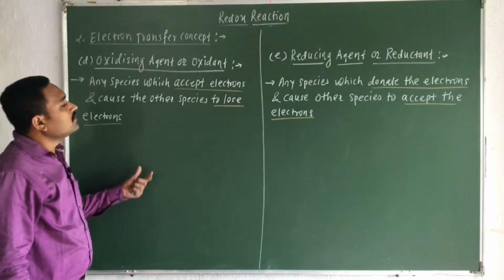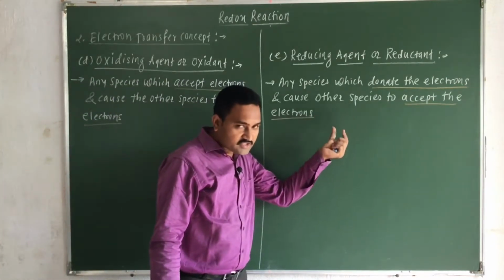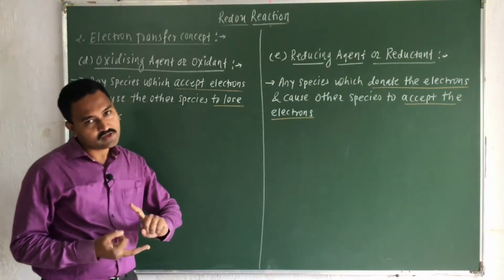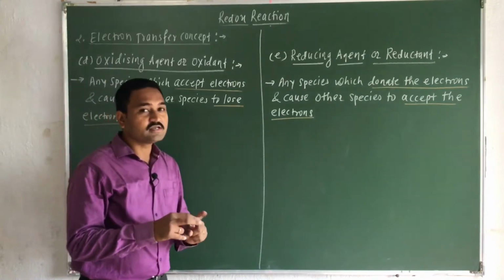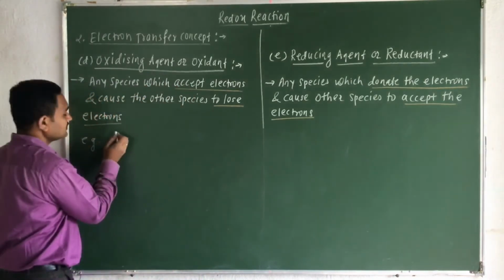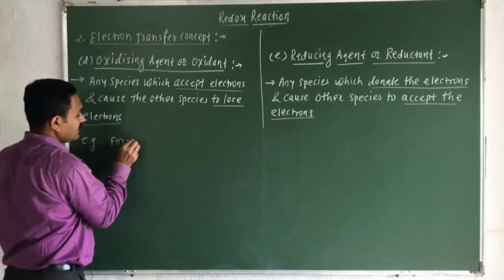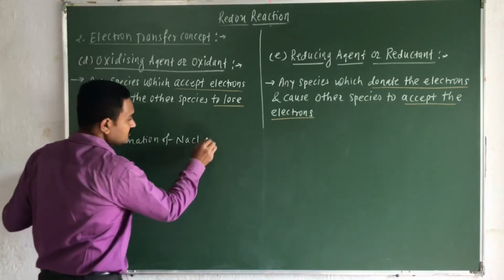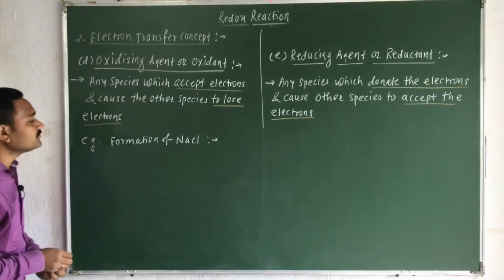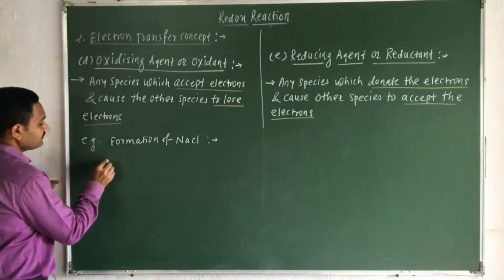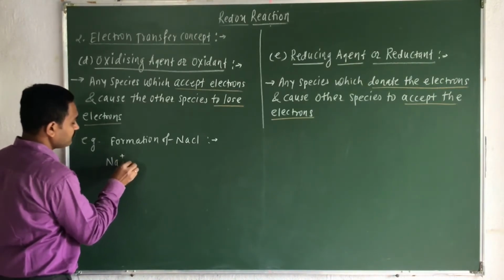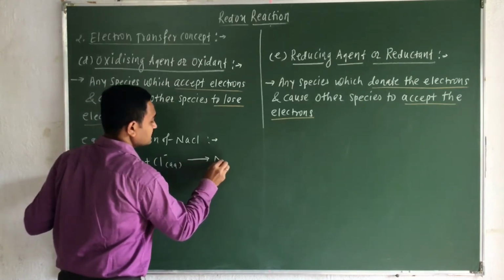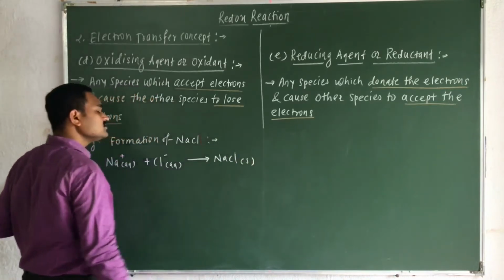There is a difference between the definition of your oxidizing agent and the reducing agent, with your oxidation process and the reduction process, which is exactly opposite. Now let us consider the example, that is the formation of NaCl, nothing but your sodium chloride. We know that during the formation of NaCl, Na+ ion combines with Cl- ion to give NaCl. So this is a very simple reaction.